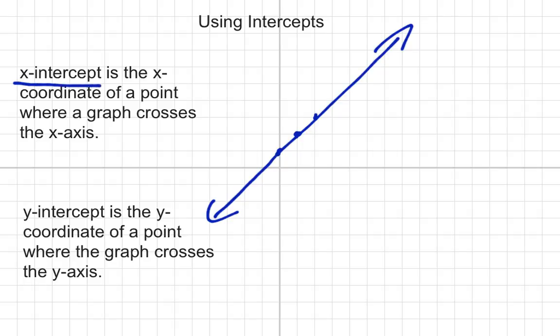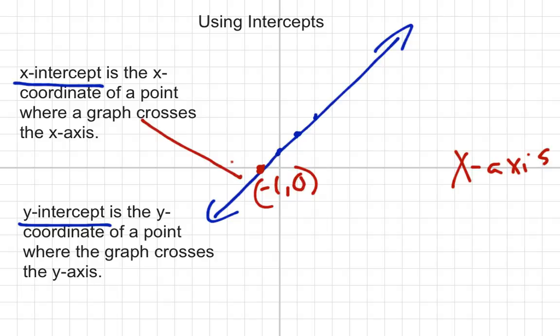There are two intercepts here, an x-intercept and a y-intercept. The x-intercept is the x-coordinate of a point where a graph crosses the x-axis. When I look at my blue line here, I want to say, well, where does it cross the x-axis? Remember, this one's the x-axis. So where does the blue line cross it? Right here at this red dot, which we know is the point -1, 0. That is what we call our x-intercept, because that's where it crosses the x-axis.